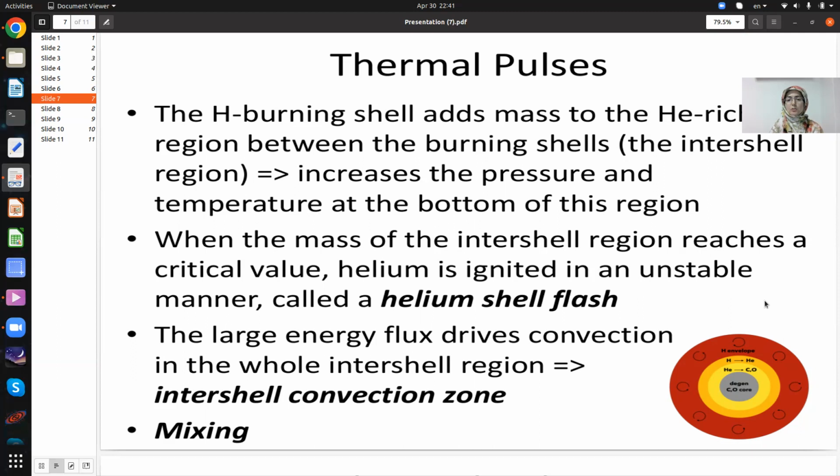The hydrogen burning shell adds mass to the helium-rich region between the burning shells. In the internal intershell region this increases the pressure and temperature at the bottom of this region. When the mass of the intershell region reaches a critical value, helium is ignited in an unstable manner called a helium shell flash. The large energy flux drives convection in the whole intershell region. The intershell convection zone, at last, mixes.